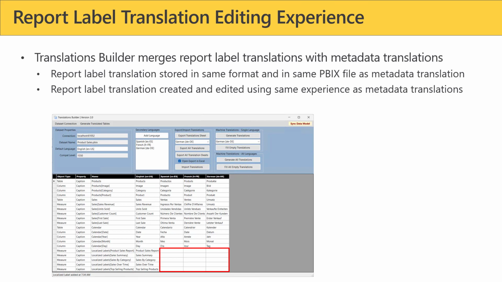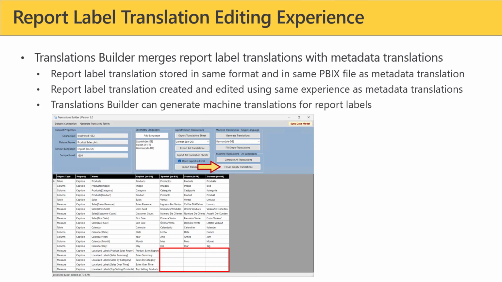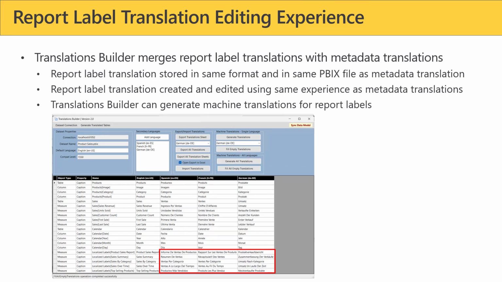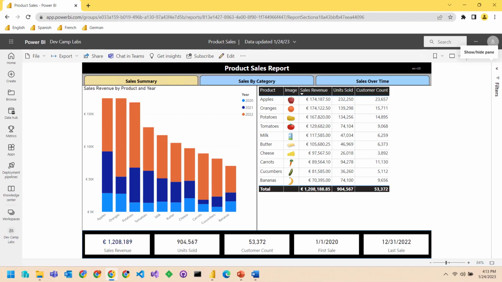So let's say that I've just added a couple labels and I want to quickly generate machine translations for them. Hey, that's no problem. Once again, you have the same mindset you need to work with both metadata translations and report label translations. You and I were thinking the same thing. Let's get back to the lab.